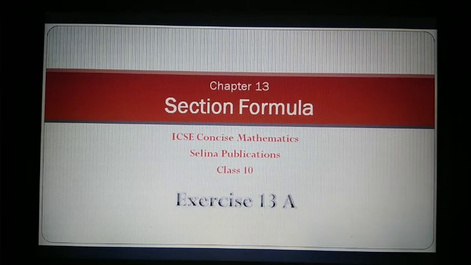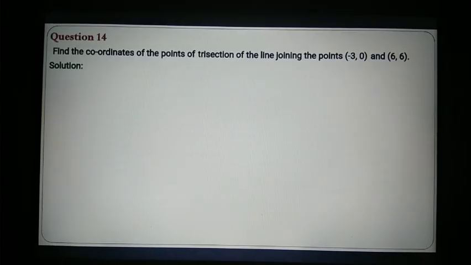So today we are going to continue our work on exercise 13a. Till yesterday we have seen till question number 13. So today we are going to start our work on question number 14. The question says, find the coordinates of the points of trisection of the line joining (-3, 0) and (6, 6).